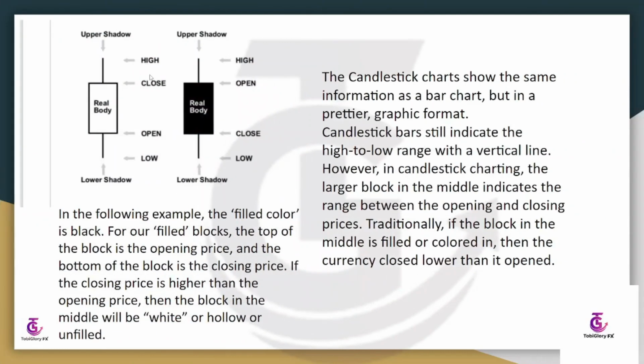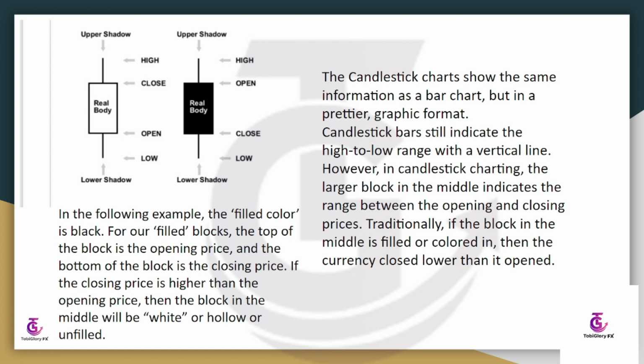Let's continue. Now talking about candlesticks. The candlestick chart shows the same information as a bar chart, but in a prettier graphic formation. Candlesticks still indicate the high to low range with a vertical line. However, in candlestick charting, the large block in the middle indicates the range between the opening and the closing price.